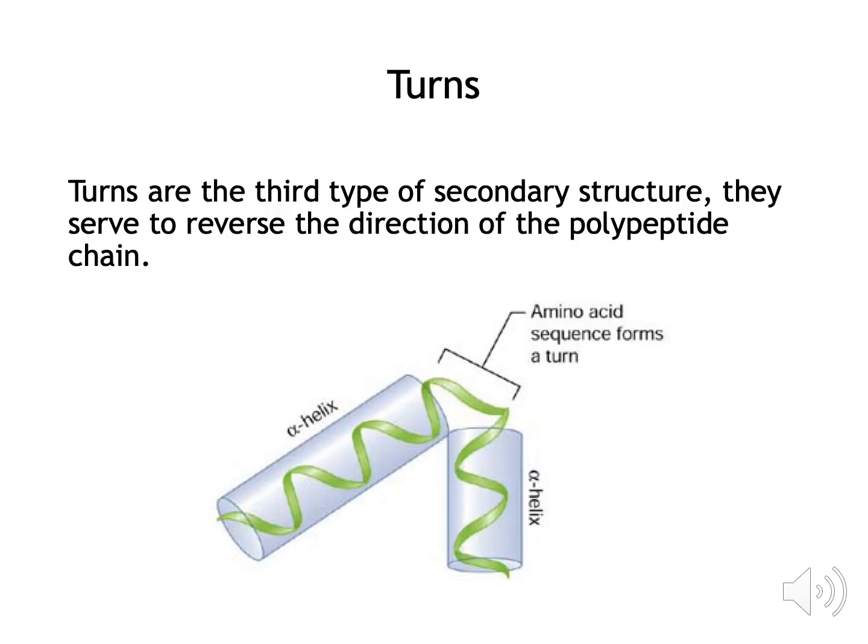Turns are the third type of secondary structure. They serve to reverse the direction of a polypeptide chain. So if you see something that's reversing or going in the opposite direction, then this is going to be a turn.